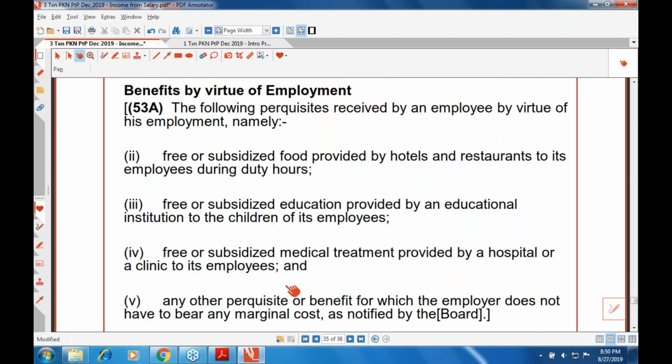For example, if somebody is working with PIA, then PIA gives them free tickets. PIA might not have to bear any marginal cost. They're not flying the plane for you. The plane is already flying. It's just that they're accommodating you, giving you one seat. So that is just fine for them.